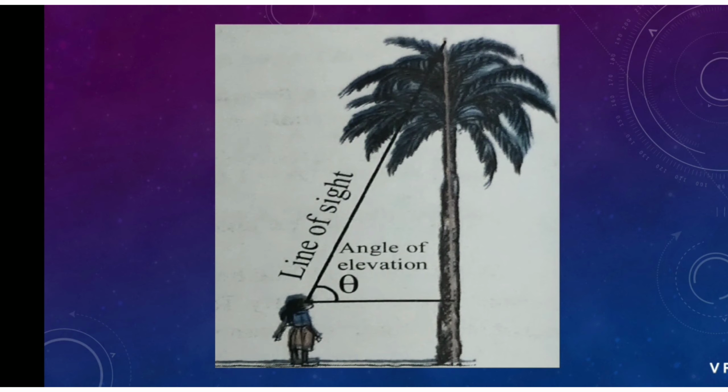Now here you observe one figure. Already I discussed this figure, that Vijaya observes the top of the tree with an angle of theta. So he stands away from the tall tree. Here the line joining the eye horizontally to the tree is taken as the horizontal line, and the line from the eye to the top of the tree is taken as the line of sight. So here the angle is known as the angle of elevation.